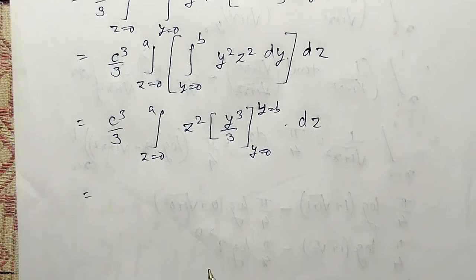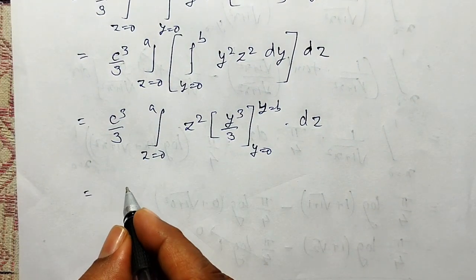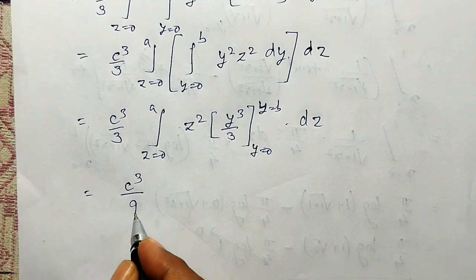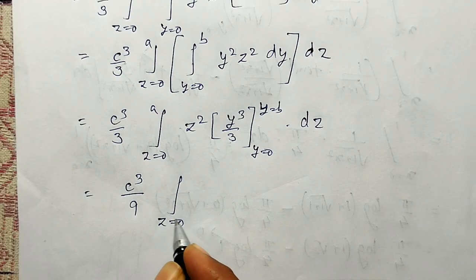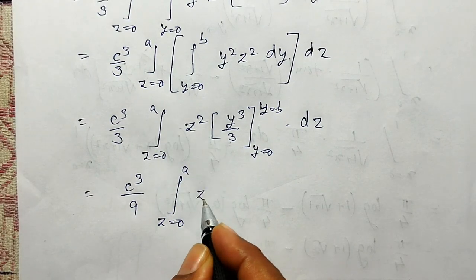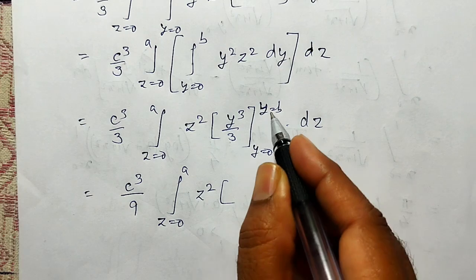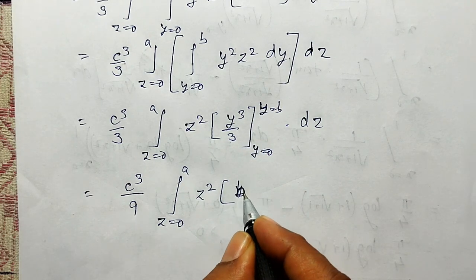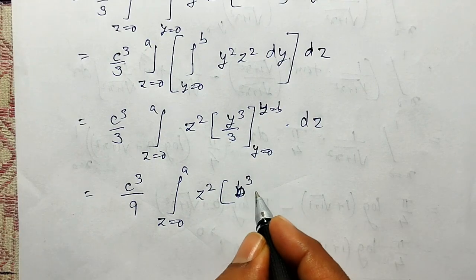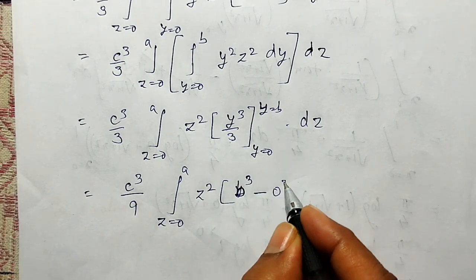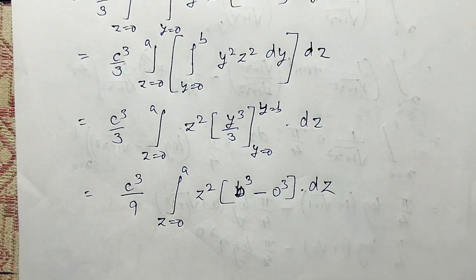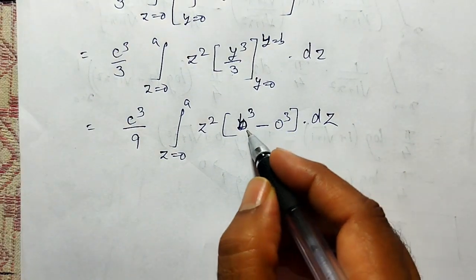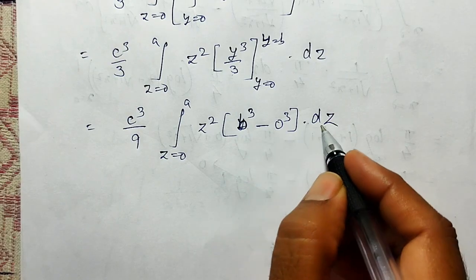Therefore again I will take 1 by 3 outside, that becomes c cube divided by 3 already there, 3 into 3 is 9, integration from z equal to 0 to a, z square as it is, and the upper limit for y becomes b cube, correct, y is replaced by b cube minus 0 cube into dz. Now again 0 cube is 0, and b cube is again constant, it is independent of z.